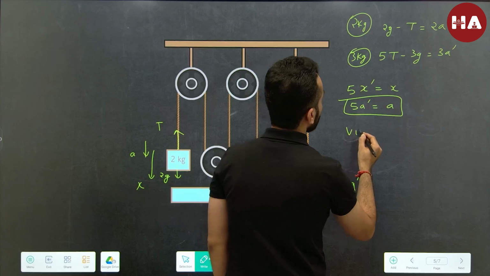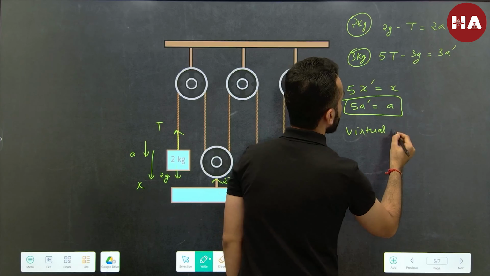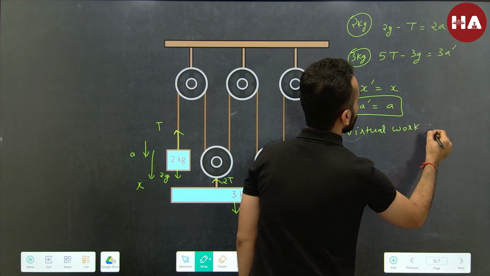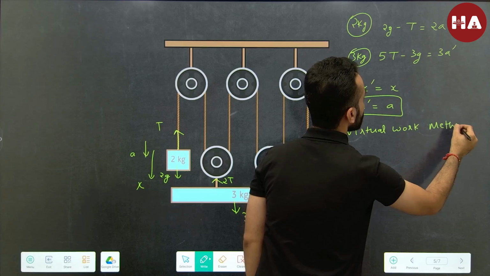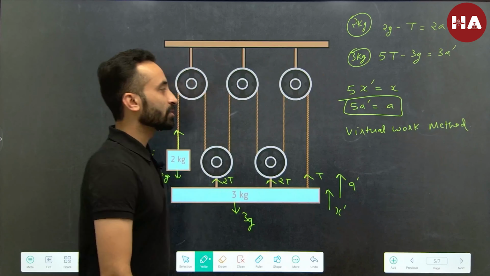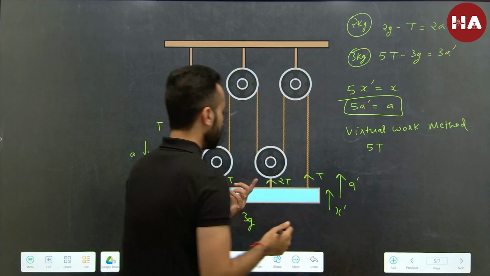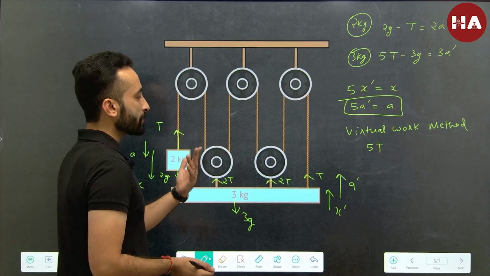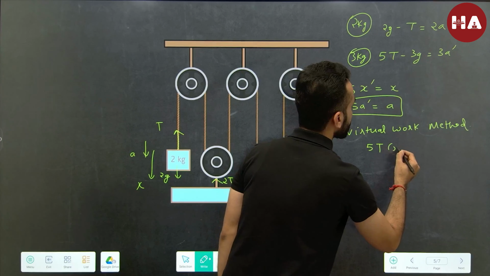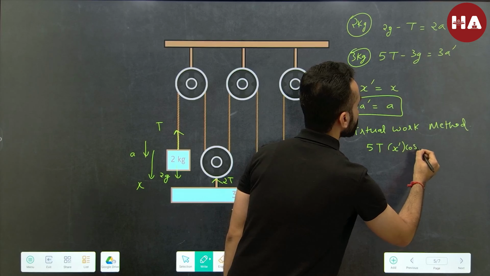So what can be the alternate way of doing it? It's the virtual work method. What is it? Again, it's the same thing. The tension acting on it is 5T. We are writing for 3 kilogram first. And what is the displacement? X dash into cos 0.